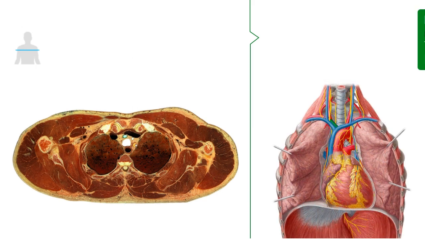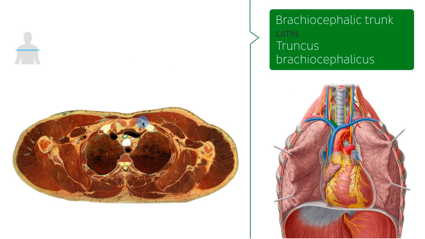And anterior to the trachea is the brachiocephalic trunk, which is highlighted in green on this slide. And this vessel gets its name from the fact that it supplies the upper extremity, or brachium, and the head, from the Greek word cephalic, meaning head. So as you can see in this illustration on the right, the brachiocephalic trunk stems from the aortic arch and gives off two major vessels, the subclavian, which supplies the upper extremity, and the carotid artery, which supplies the head.